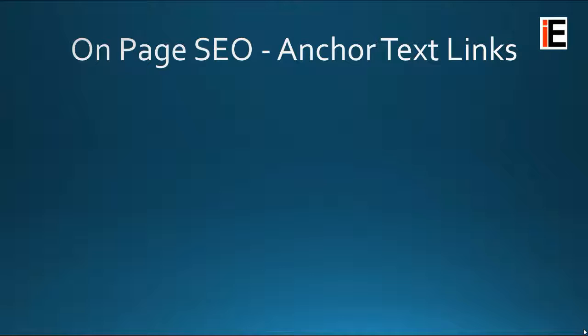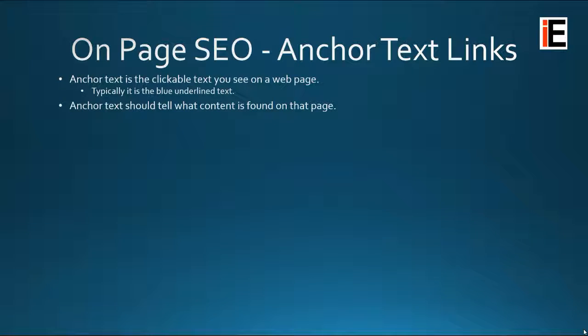So anchor text links. These are also another important on-page ranking factor. Anchor text, it's that clickable text you see on a website. Typically, it's that blue underlined text that shows up. And anchor text should tell what content is found on that page. And this is talking about internal linking or linking off to other sites as well. You can control your anchor text when linking within pages on your site, and that's an important factor.